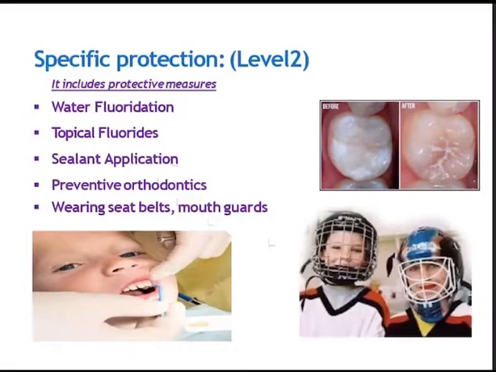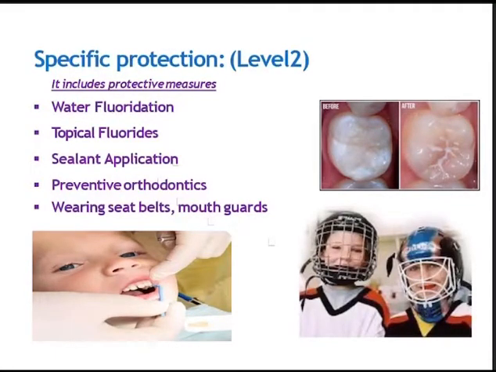Next is specific protection. As the word itself says, specific means it protects only a particular disease. For example, you give vaccines. If you give a COVID vaccine, it protects only against COVID. If you give a measles vaccine, it protects against that particular disease only. These are called specific protection. Even this comes under primary prevention.